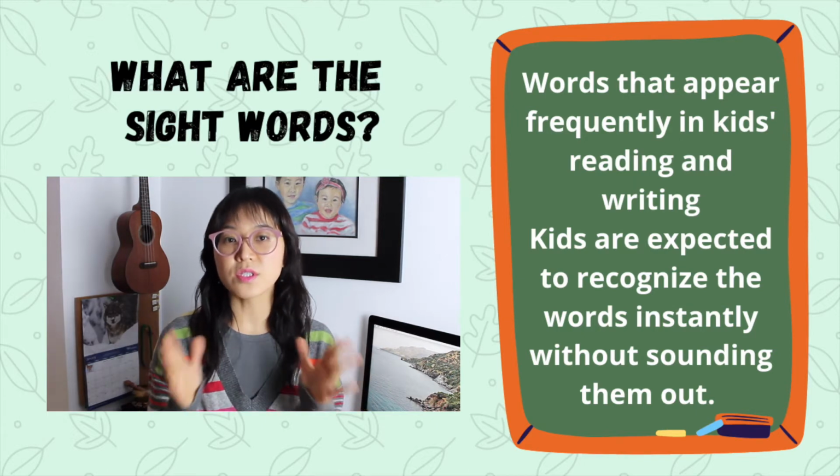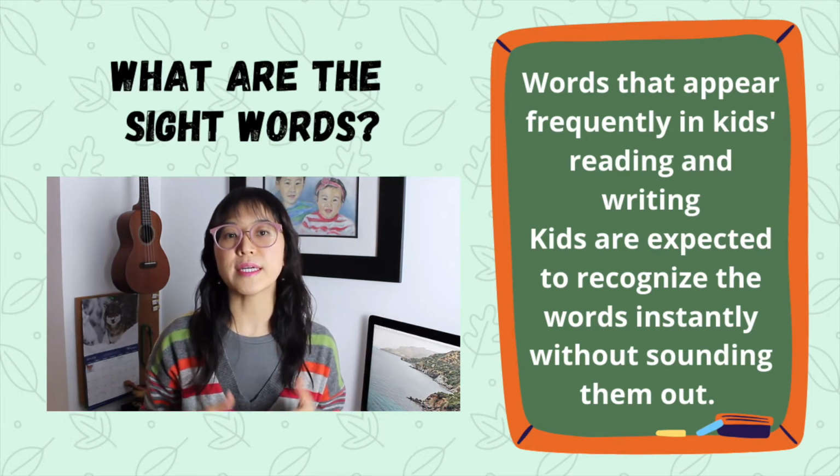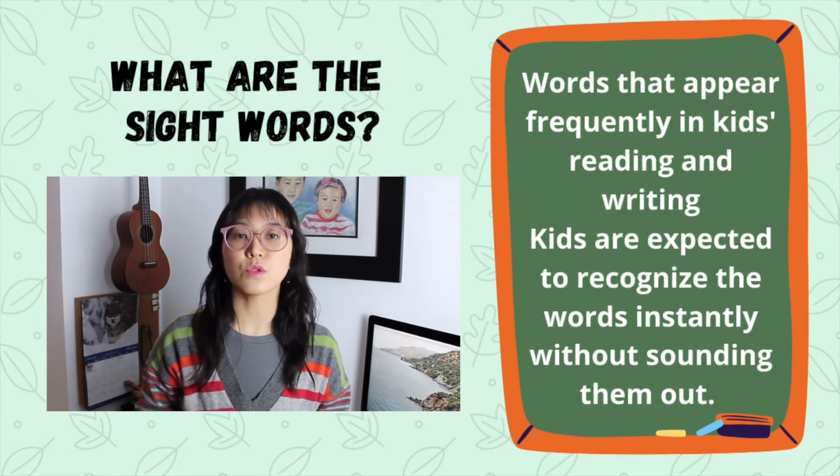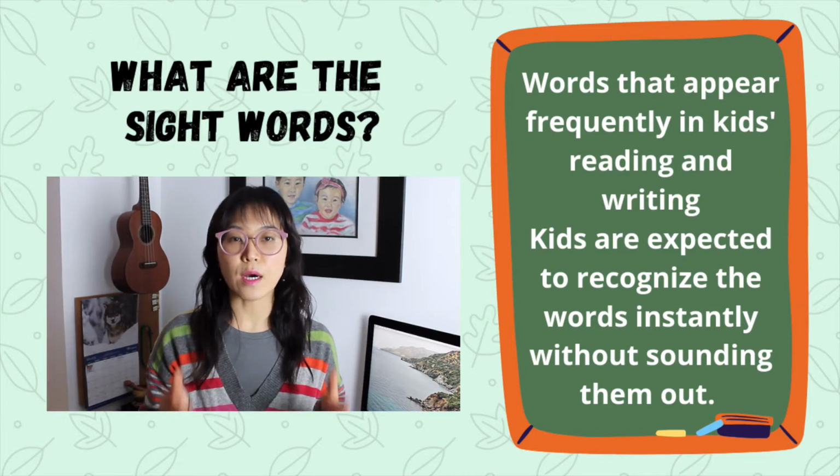Today, I want to share how we can use these three different types of memory in teaching little ones the sight words. What are the sight words? Sight words are the words that appear so frequently in their writing and reading, so we expect kids to recall and recognize those words instantly without sounding them out. So it requires good memory. So I'm going to show you how I can use all those three different types of memory in teaching those sight words. Let's get started.